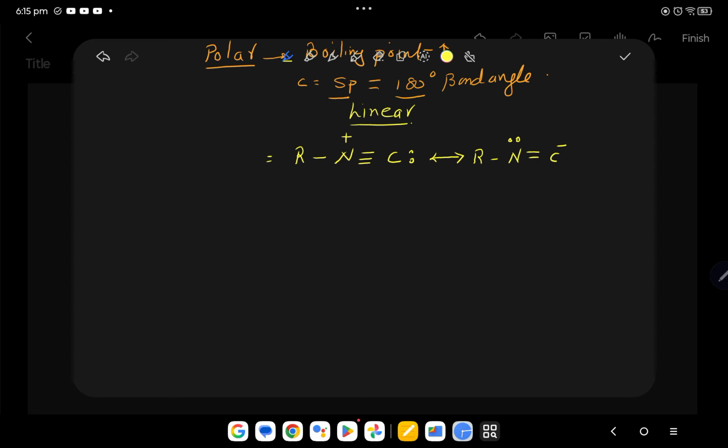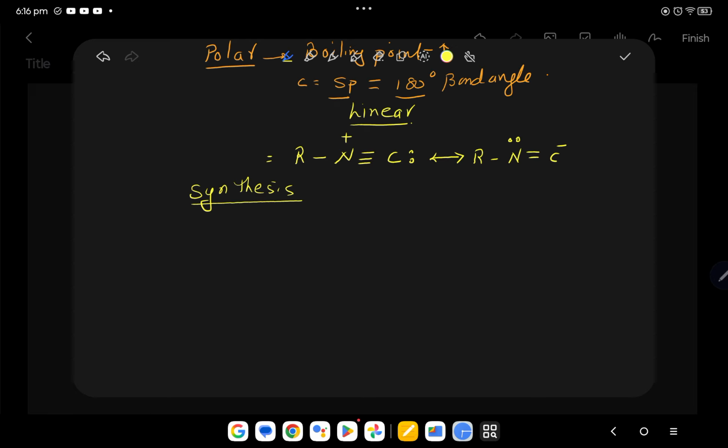And polarity is there. If you compare them with alkyl halides, they are better in that case. Nitrogen and carbon are there, and electronegativity differences are there, but boiling points are not very high. Fine. So let us talk about their synthesis. Comparative studies should also go side by side.